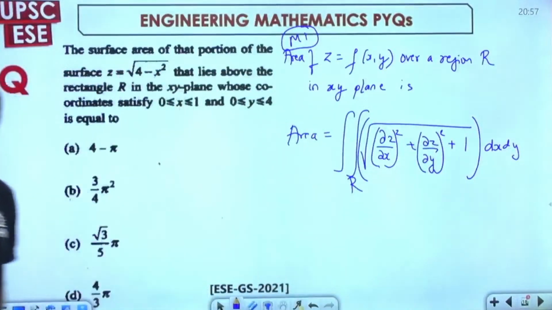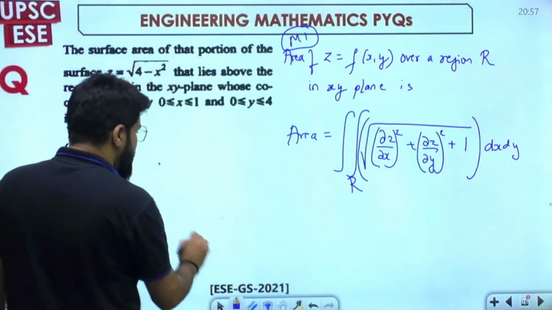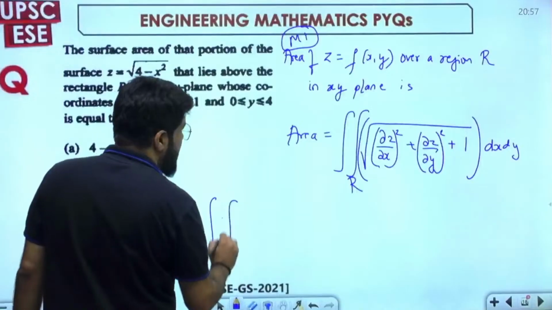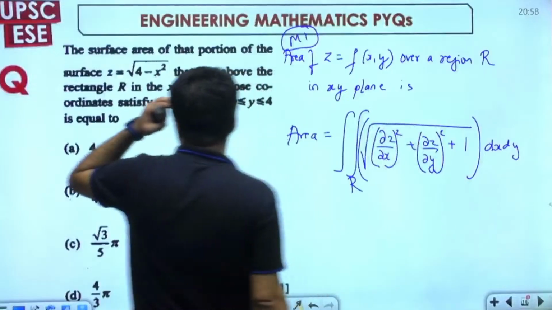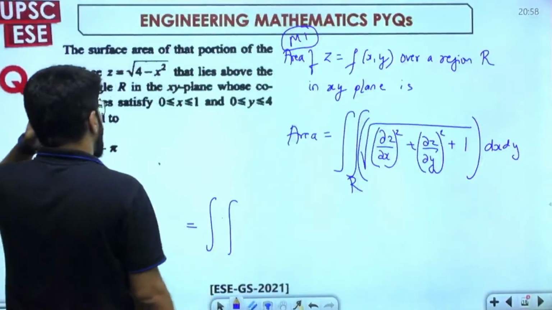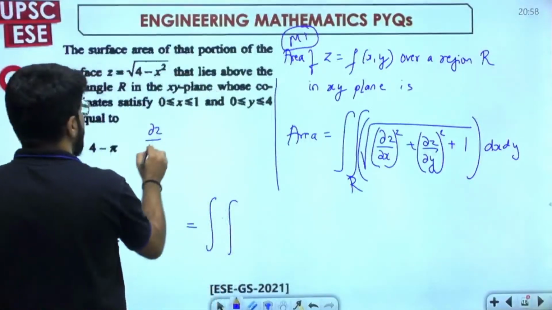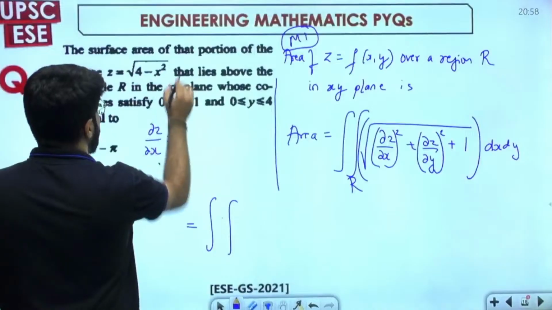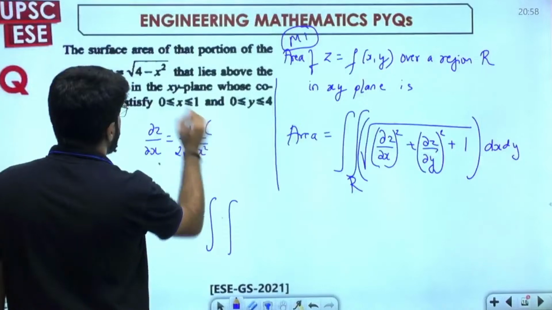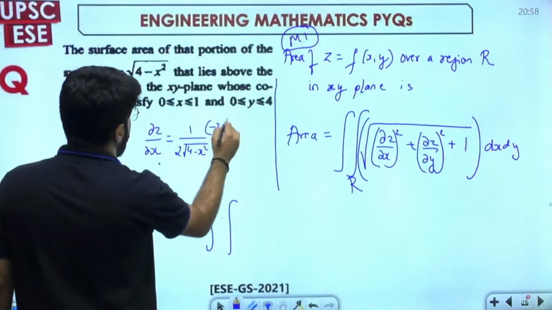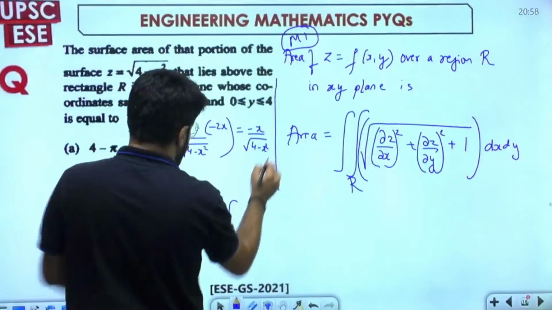You know how to solve a double integral, correct? Let me write down the rough structure. Here del z by del y will be 0, because there is no y term. And del z by del x will become 1 upon 2 root 4 minus x square, and by chain rule, minus 2x will come. So the 2 cancels, and it is minus x by under root 4 minus x square, correct?